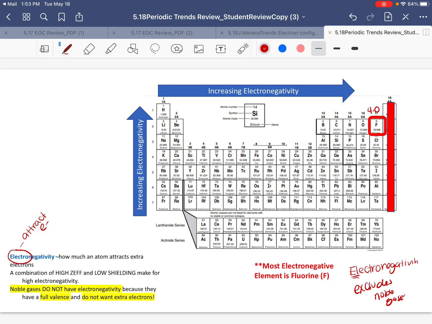Your most electronegative element is going to be fluorine with 4.0. So the closer you are to fluorine, the more electronegative your element is. So I'll repeat that one more time. The closer you are to fluorine, the more electronegative you are. So again, it increases as you go up and to the right, and it is how much an atom attracts extra electrons. So high effective nuclear charge, right, 1 through 8, and low shielding.